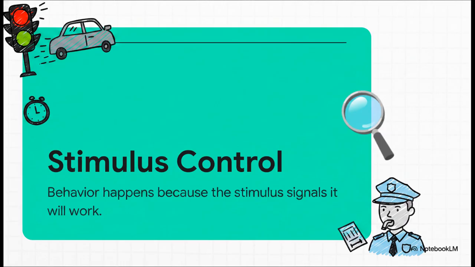Think about driving your car. When you see a red traffic light, you stop. You probably don't even think about it anymore. The red light literally controls your stopping behavior because, in the past, stopping at red lights kept you safe and kept you from getting pulled over. You've learned exactly when that behavior works, so your behavior is now under the control of that specific environmental stimulus.